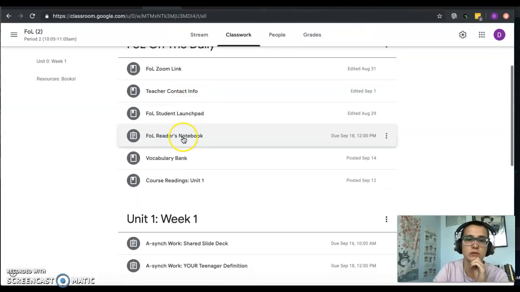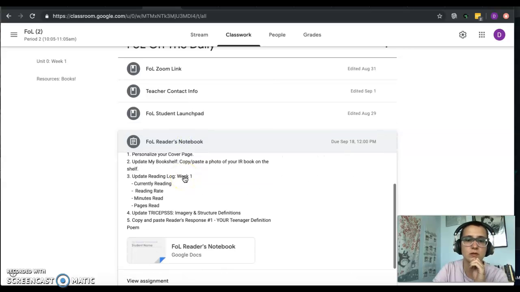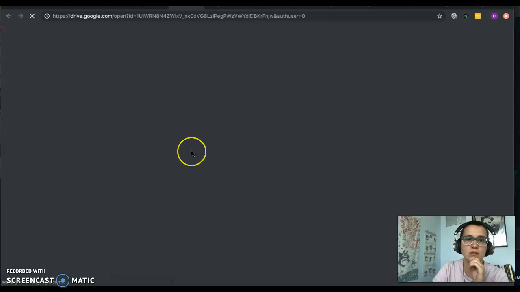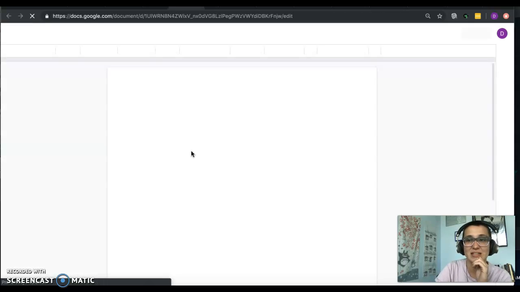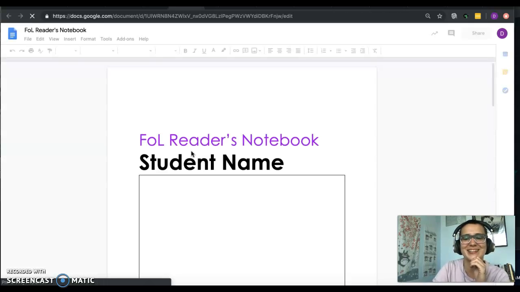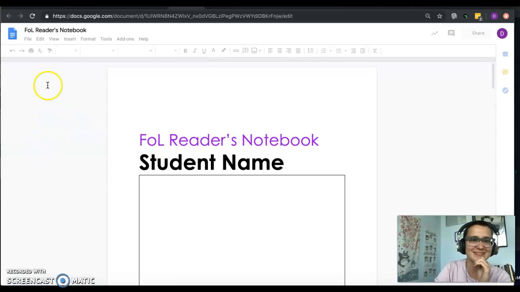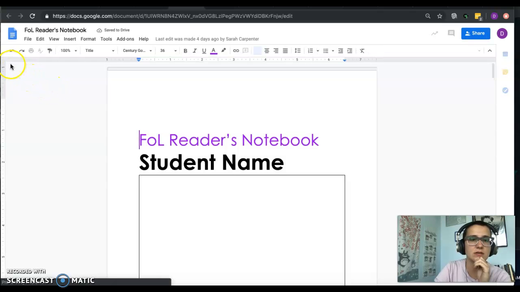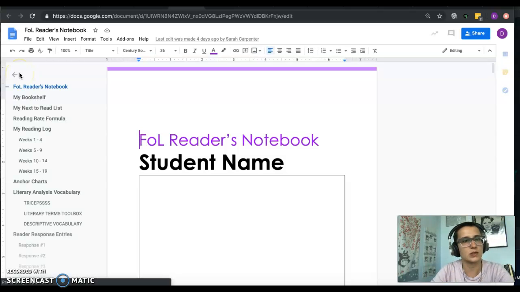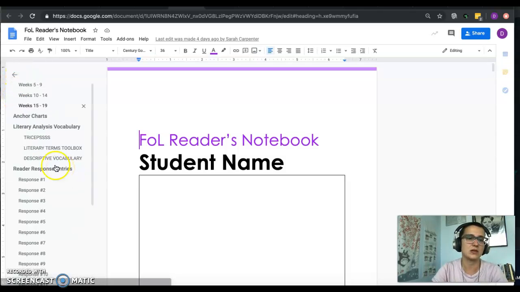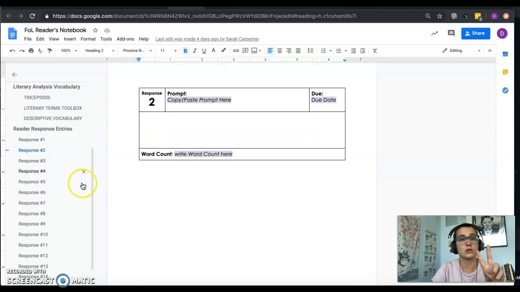So you'll go to your reader's notebook. You will click on it. It will load sort of slowly, because it always does. And then you'll notice on the side, as soon as it loads, come on, I'm telling you, reader's notebook. Oh, here it is. Okay. You'll go to your reader's response entry. You should be on response 2, so you'll click that, and that's where you'll put that prompt.